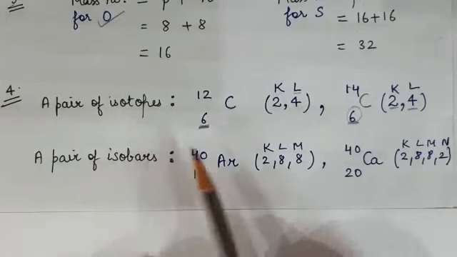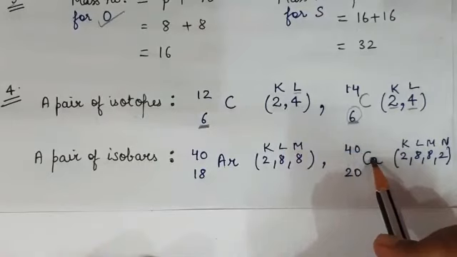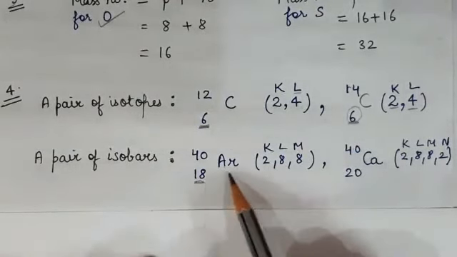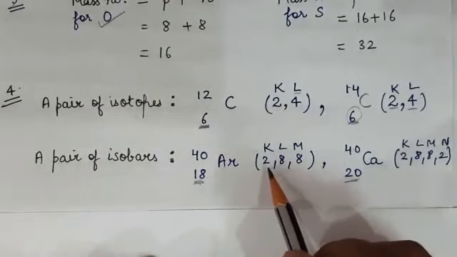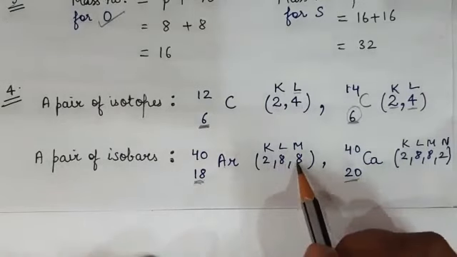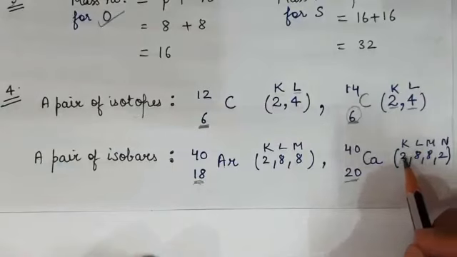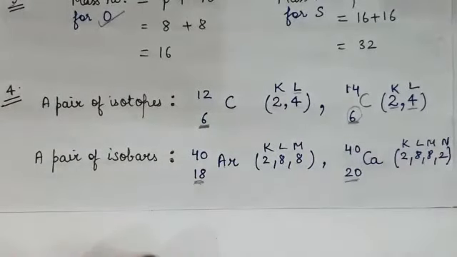Similarly for isobars, write down the example, 40 argon and 40 calcium. Okay, so atomic number is 18 for argon, for calcium it is 20. So for 18, electronic configuration is 2, 8, 8. For calcium, electronic configuration is 2, 8, 8, 2. Clear? So these are the answers of in-text questions. Now coming to exercise questions.